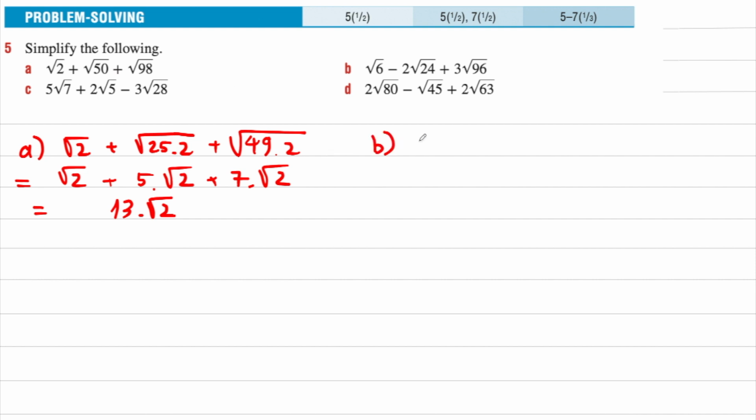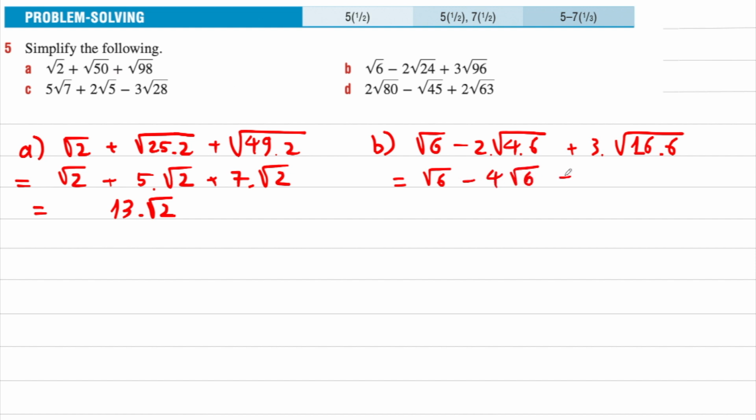The next one, square root 6. Square root 6 minus 2 times 4 times 6 plus 3, 16 times 6. Square root 6 minus 4 square root 6 plus 12 square root 6, and then you minus 4, 8 plus 1 is 9, 9 square root 6 here. Question C, 5 square root 7 plus 2 square root 5. Oh no, what is this?